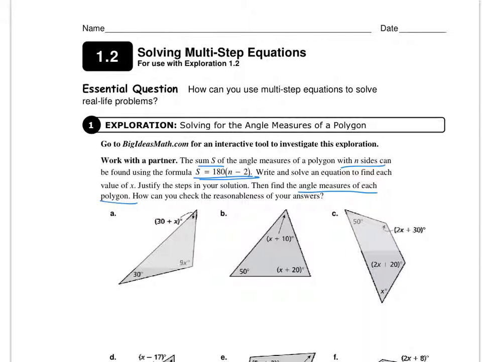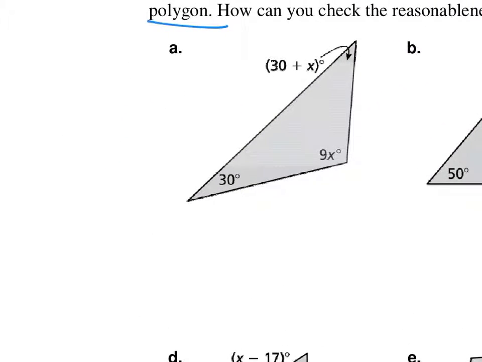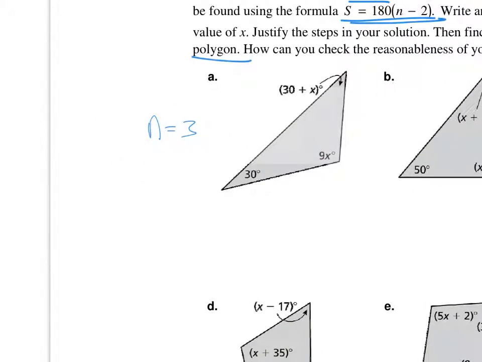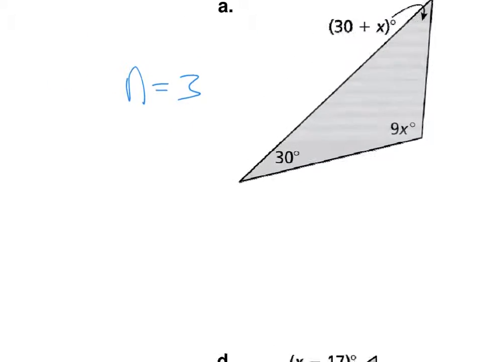All right, so we want to write an equation here. We've got our triangle. So remember, n is the number of sides. So for our triangle, n equals 3. We're going to keep that in mind when we use this formula from up above, S equals 180 times n minus 2. So the sum of the angles. Okay, so we have to start out here talking about the sum of the angles.